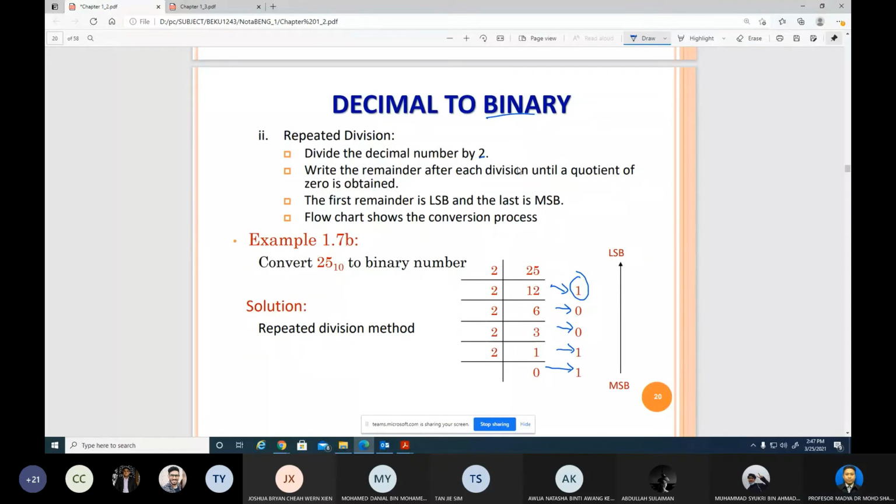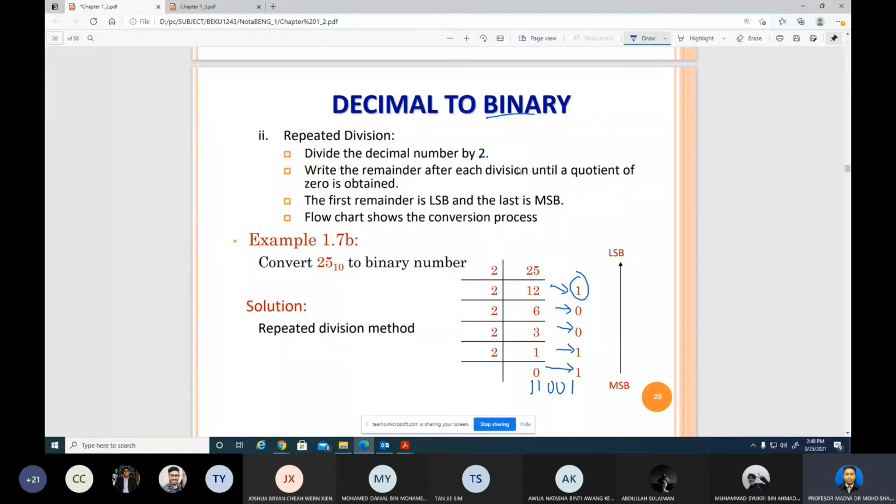So that's why you can see the first remainder is the least significant bit, and the last is the most significant bit. That's why you have to read like this, from most significant bit to least significant bit. This means the sequence will be 11001.